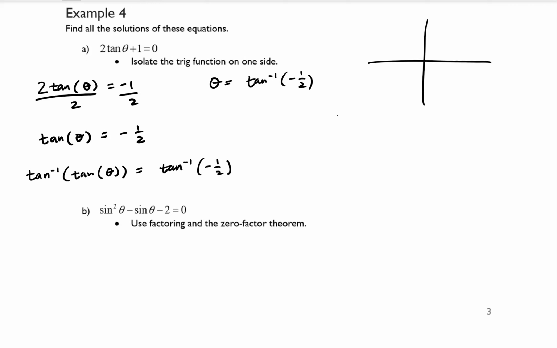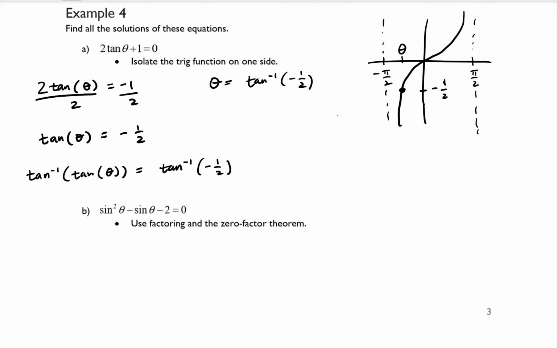Now, I'm just going to draw a quick sketch of tangent inverse. So here's negative pi over 2, here's positive pi over 2. And the graph of tangent looks something like that. And so if this was negative 1/2, we are trying to figure out the x-coordinate of this ordered pair, or the theta value that gives us an output value of negative 1/2.